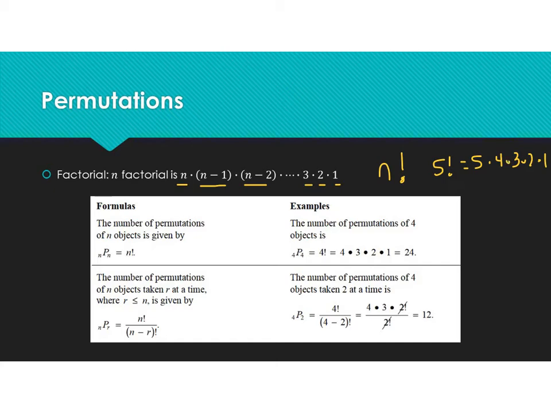Instead of actually multiplying those all out, if you can find the factorial button on your calculator, you can just do 5 factorial. If you have a graphing calculator, that is under math, and then go over to probability, and it's number 4.